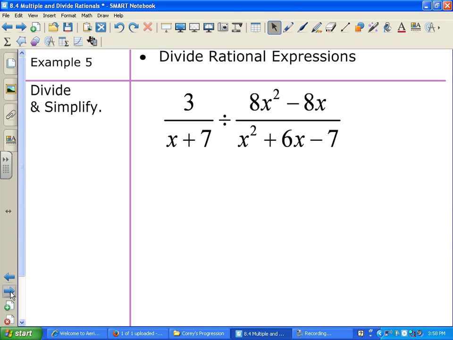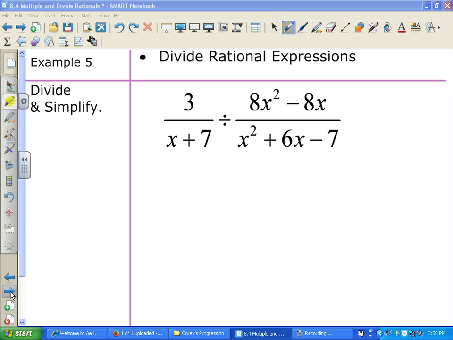If you want to keep it in the same expression, 3 over x plus 7 divided by 8x squared minus 8x over x squared plus 6x minus 7. You can factor first and then rewrite. You can rewrite and then factor. It does not matter in this case. The key is recognizing that we are now talking about division, not multiplication. So since I like to be consistent, I'm going to do my rewrite first.